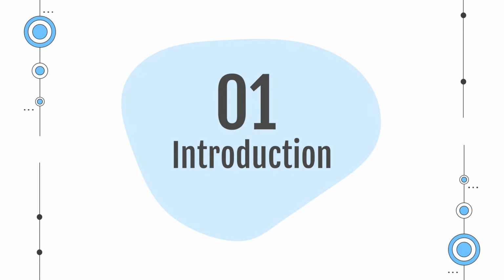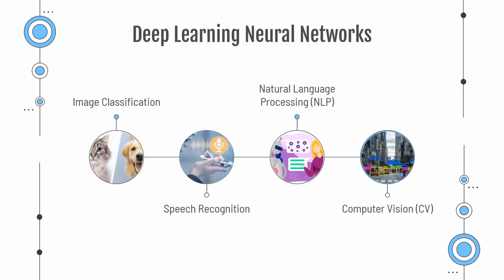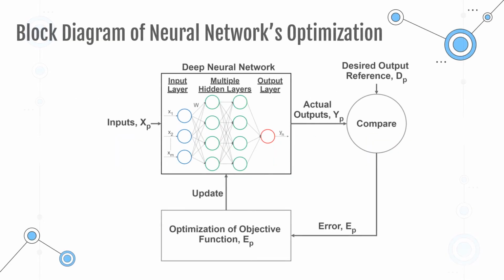First, let me introduce to you the topic of my paper. Deep learning neural networks are an essential and popular tool recently to handle various tasks such as image classification, speech recognition, natural language processing, and computer vision tasks. A diagram of the basic neural network is shown here. However, let us focus only on backpropagation. A neural network learns by passing the derivation of errors in a backpropagation manner.